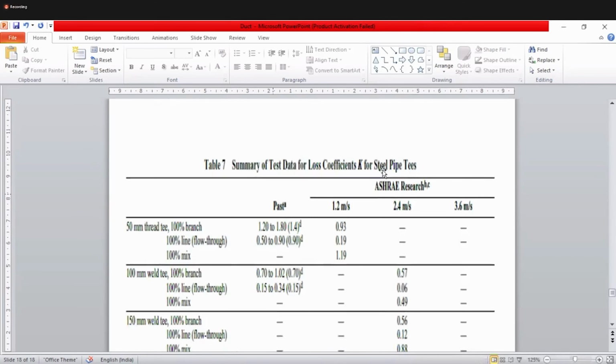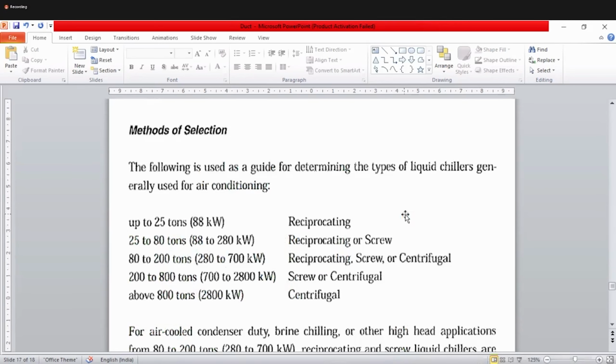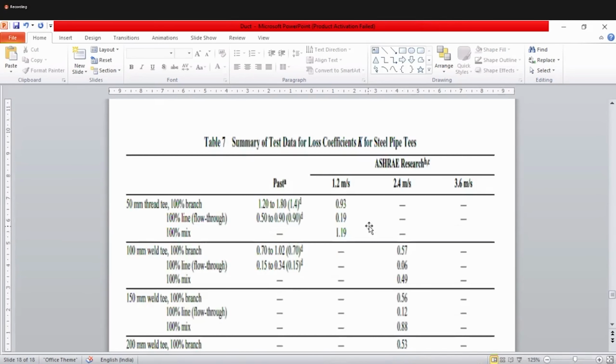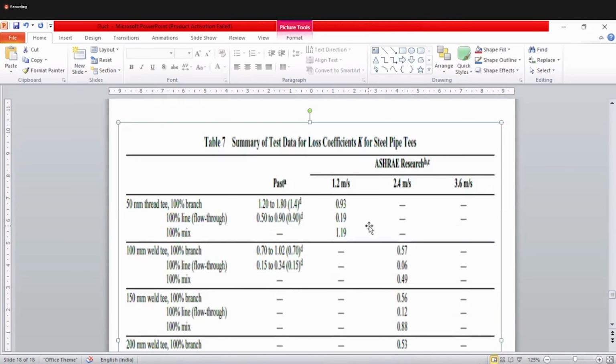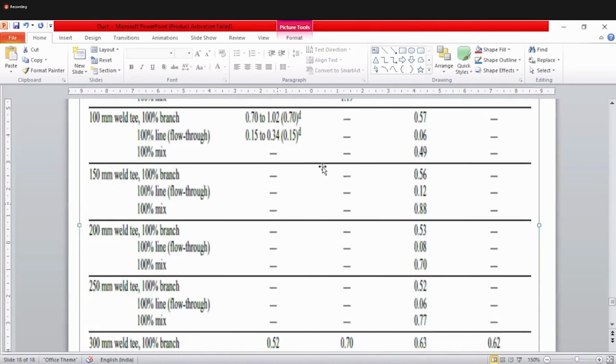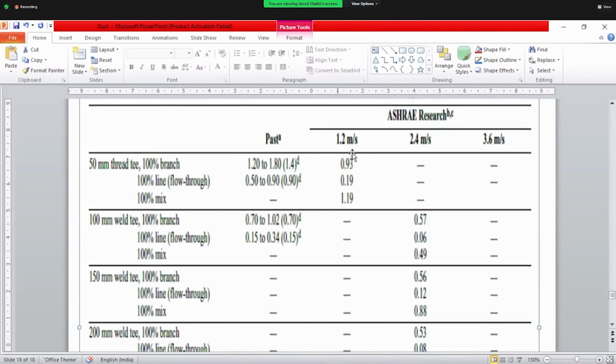So this is the data for designing of pipes, chilled water pipes. This is also from ASHRAE table 7 for steel pipes. So for 50 mm size steel pipes, the velocity should not increase above 1.2 meter per second, and if the size of the pipe is above 2 inch, we can use 2.4 meter per second, as per the ASHRAE.